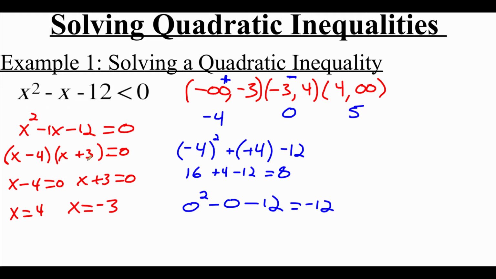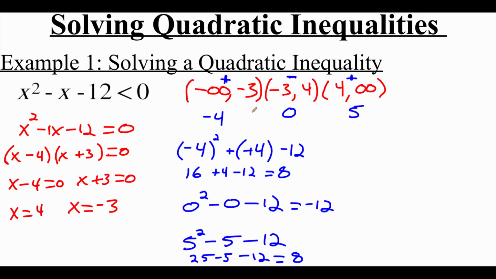So I'm going to take 5 and plug it in for x. So 5 squared minus 5 minus 12. 5 squared is 25 minus 5 minus 12. So 25 minus 5 is 20, minus 12 is 8. We got a positive answer, meaning that this is a positive interval.